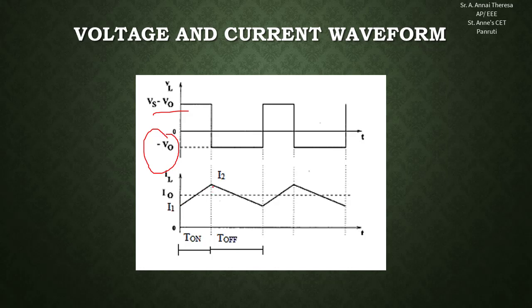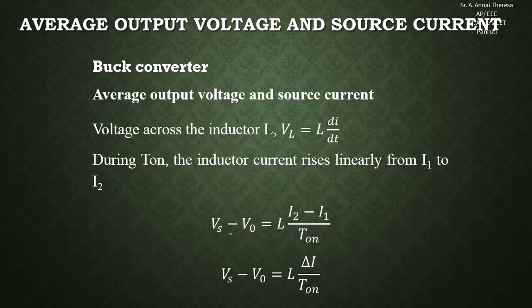When the switch is off, the current is decreasing from I2 to I1. This is the duration when the switch is on, and this is the duration when the switch is off. This is the voltage and current waveform. Now we can see the derivation of the average output voltage and source current for this buck converter.